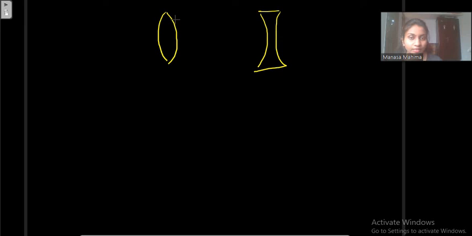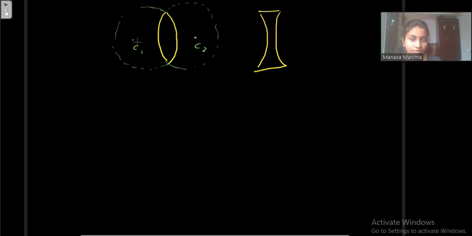Lens is a transparent material where we can see one or two refracting surfaces or spherical surfaces. If I take a lens like this, how many spherical surfaces can you see? If you draw this, how many spherical surfaces can you see? You can see two spherical surfaces, and each surface will have one center.